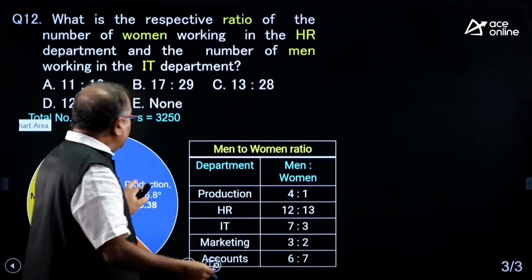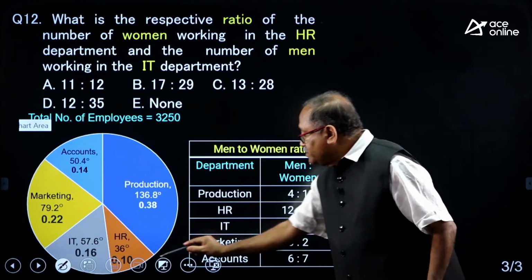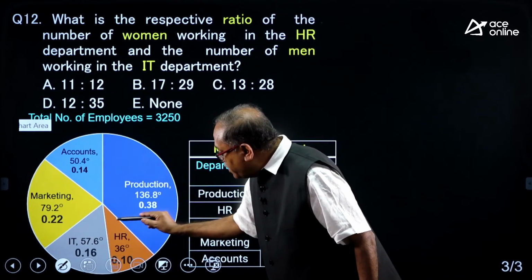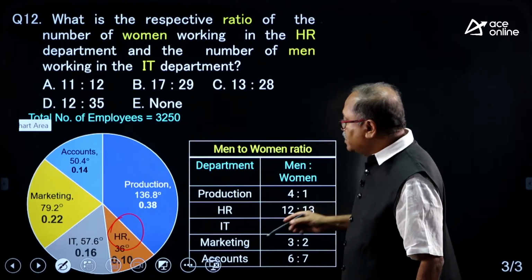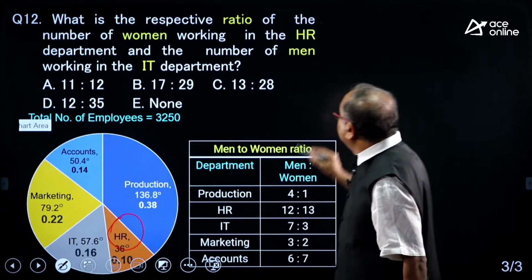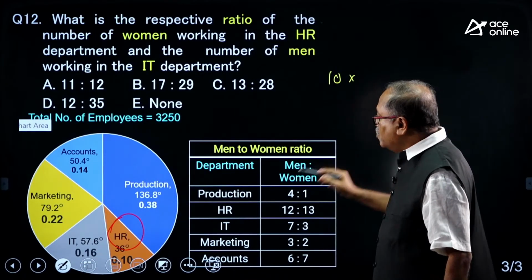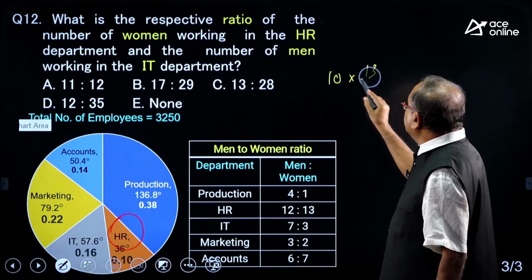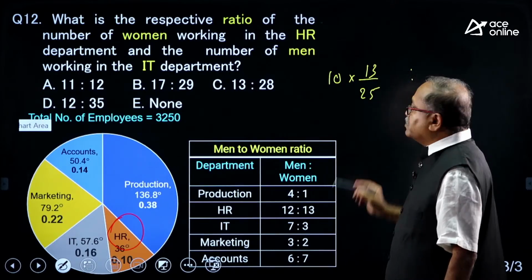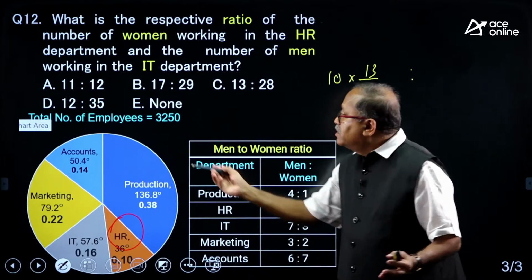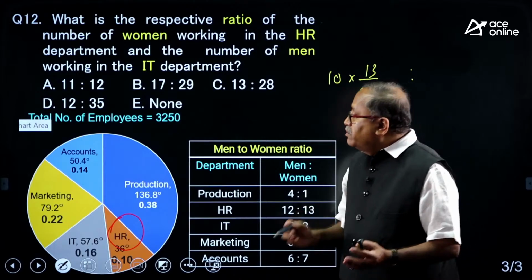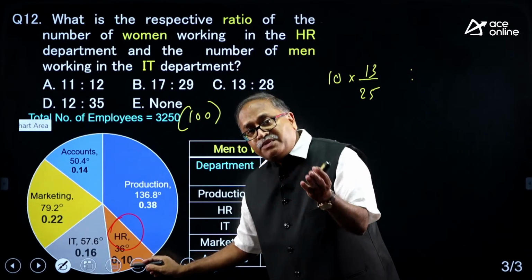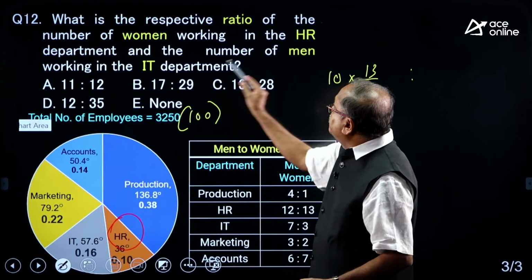So, let me push this back and your figure is here. Women in HR department. So, where is that HR department? 10% is there here. I notice that the overall is 10% and I need the women in HR. The women in HR is 13 part out of 25 parts, 13 over 25. Why am I not taking this 3250? Because I consider the total is 100. If the total is 100, then 10% will be 10.